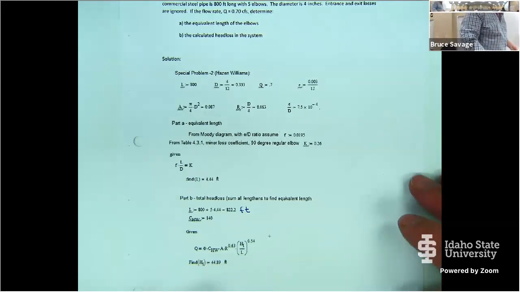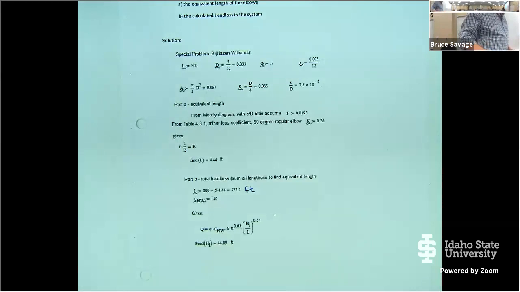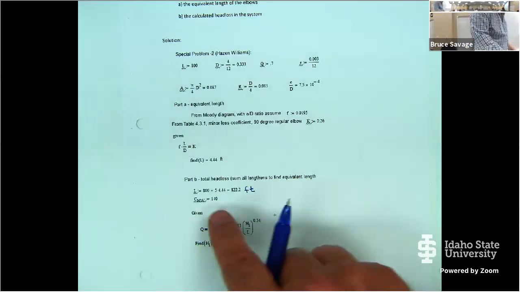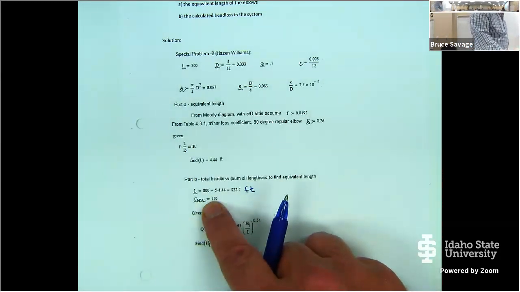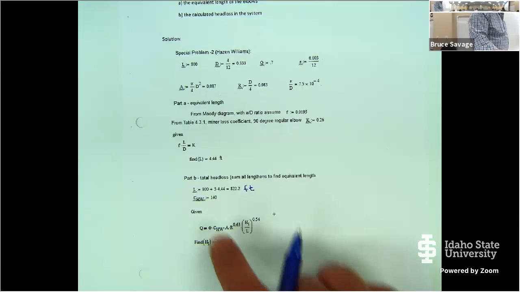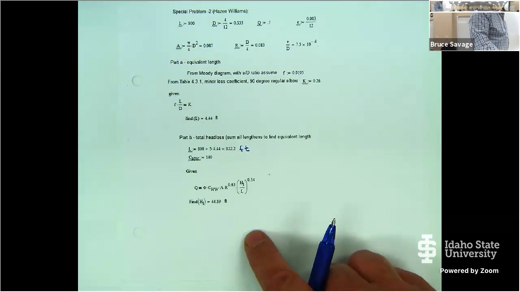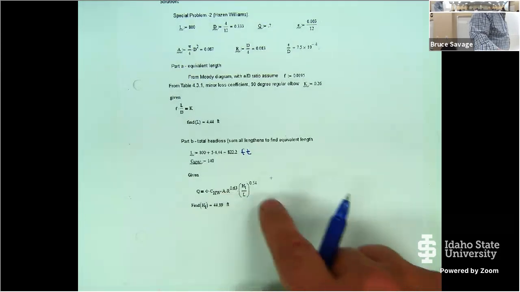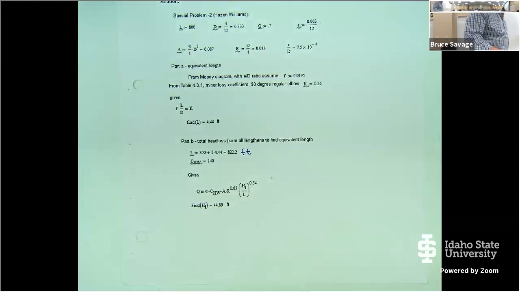Now that I have that, I find my Hazen-Williams coefficient of 140 for commercial steel pipe, pulling that out of the table. So C sub HW is 140. Now I can just plug and chug into my equation, and I'll find that my head loss is 44.9 feet, or basically 45 feet for the system.